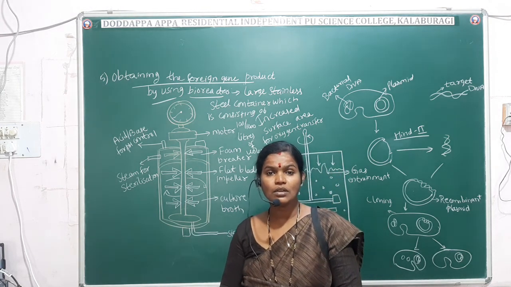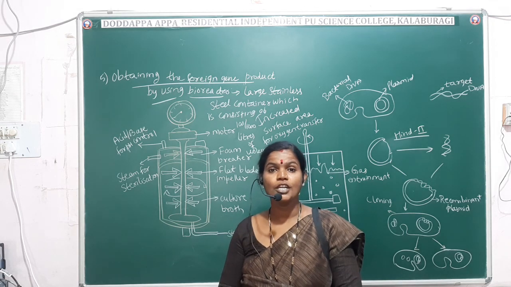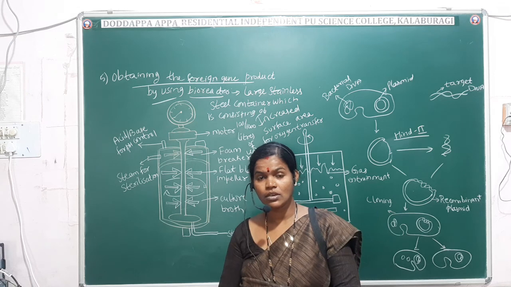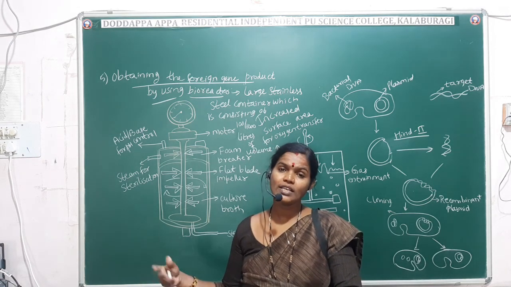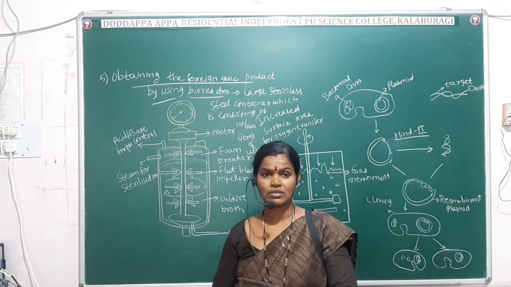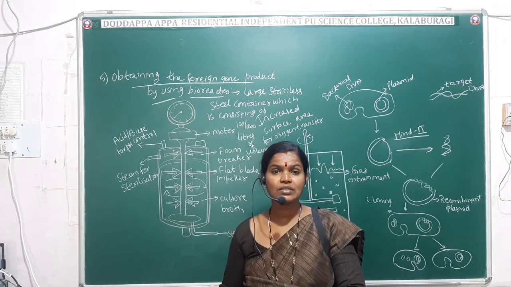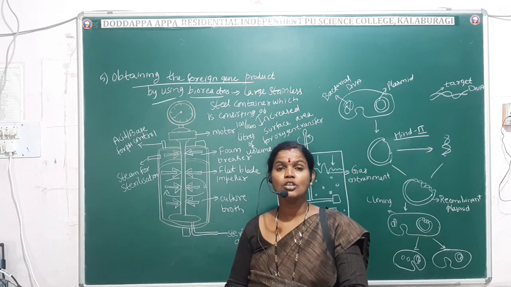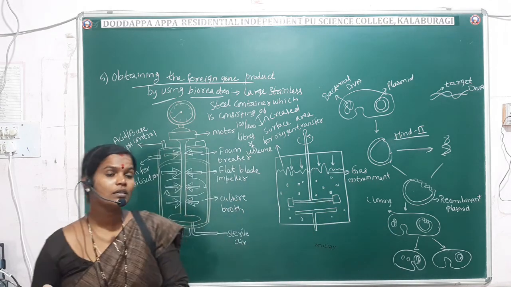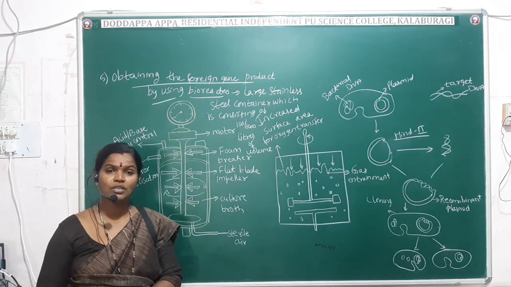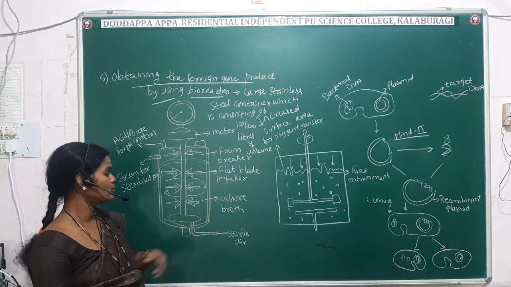It can produce primary metabolites. It has the capacity to synthesize secondary metabolites and organic acids in a larger amount. Understood? All these are utilized for medicinal purposes. Why are all these synthesized in a larger amount? Because they are used for medicinal purposes. So for that process, we are going to see the next step, obtaining the foreign gene product by using the bioreactor.